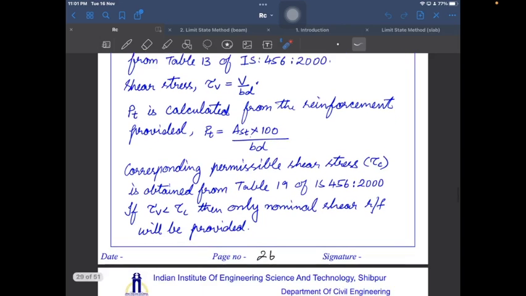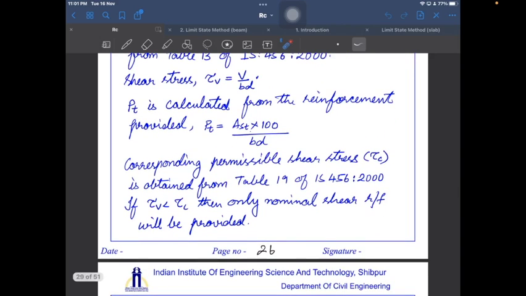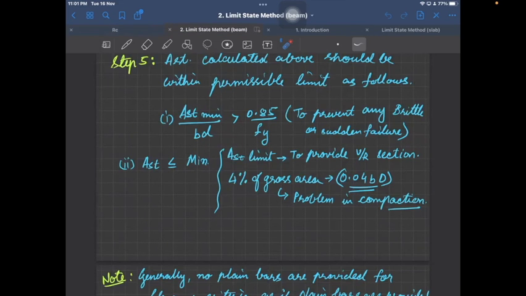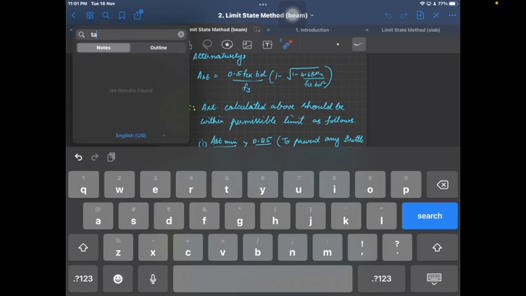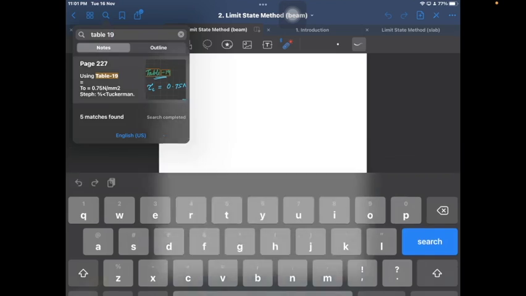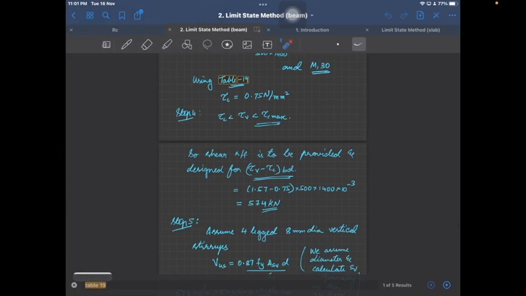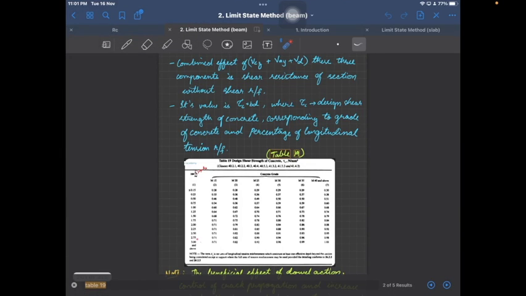So that PT only we use, and then corresponding to permissible, we have got Table 19 of IS 456. Table 19, where is it? Yeah, Table 19.